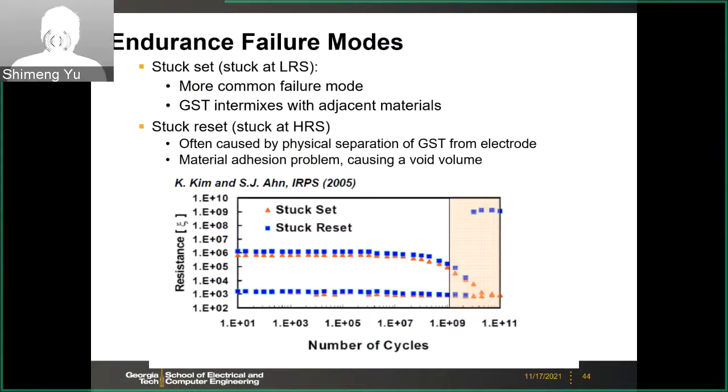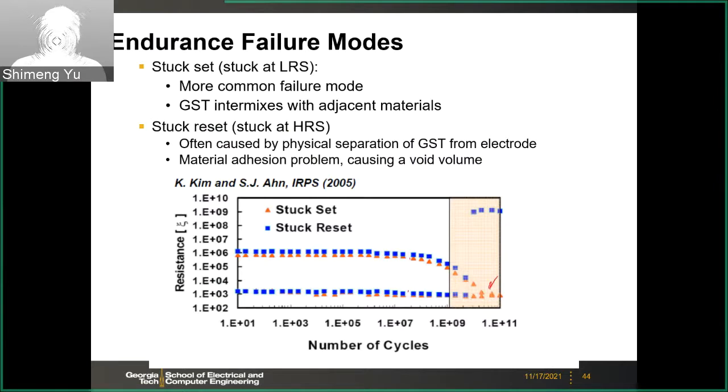And the more issues, endurance, right? For non-volatile memory, you have this cycling endurance failure. And you keep set and reset pulses, and then the device, for example here, can maintain the memory window, on and off. But after here 10 to power 9 cycles, there are different possibilities. One is called stuck at LRS or stuck at set.